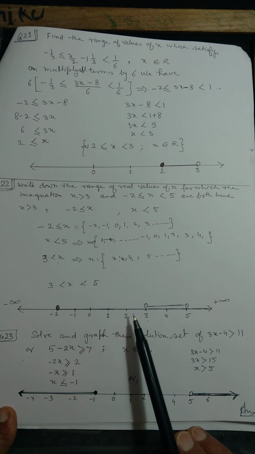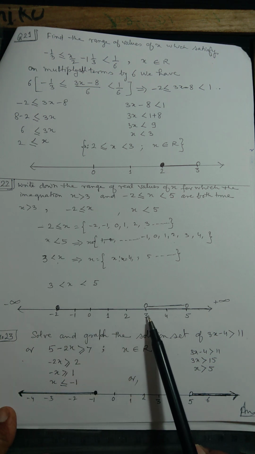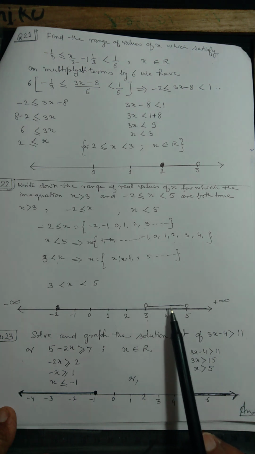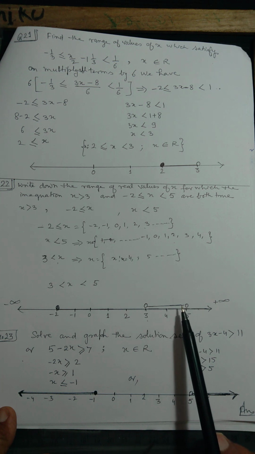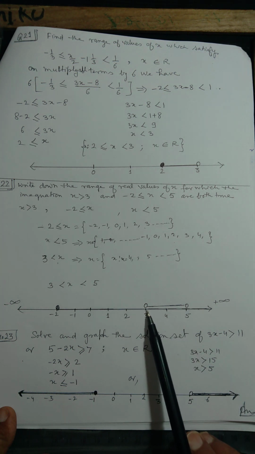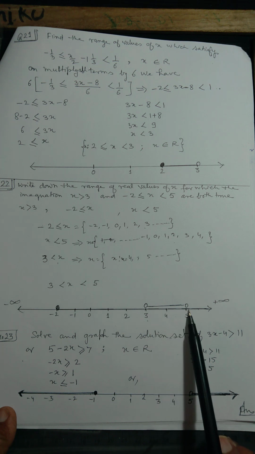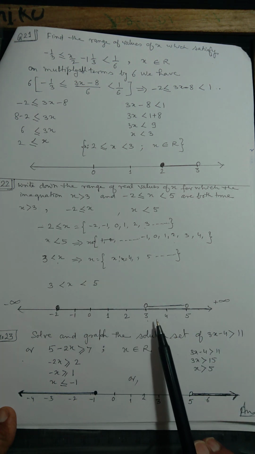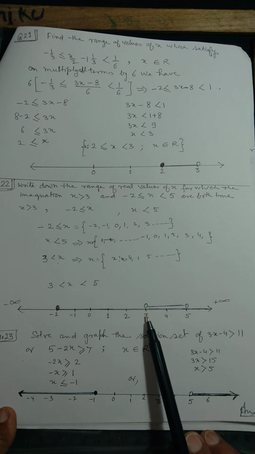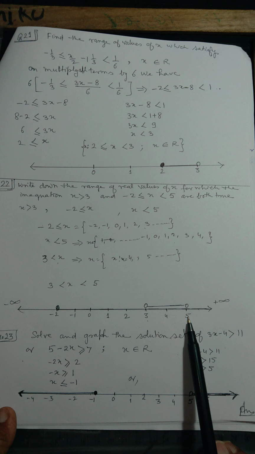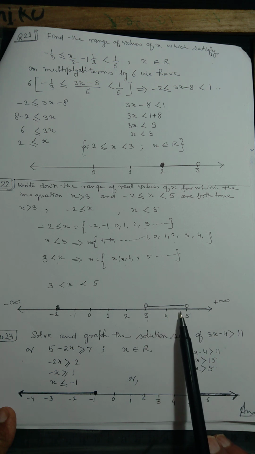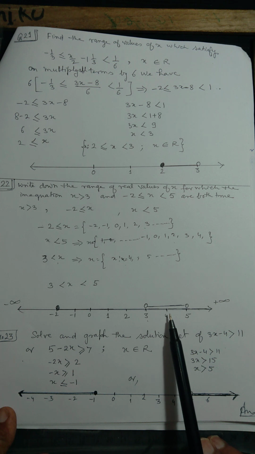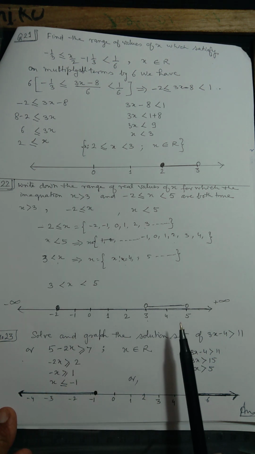On combining these three solutions, we get only 3 to 5 as the appropriate solution on the graph, because it is the intersection of these three inequations. 3 is not included, 5 is also not included, but all the darkened line between 3 and 5 will be the graphical solution of question number 22.